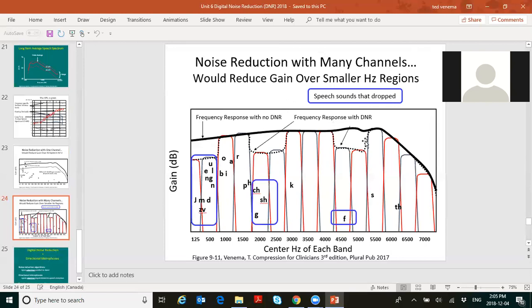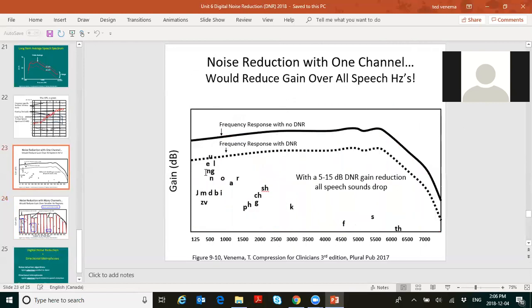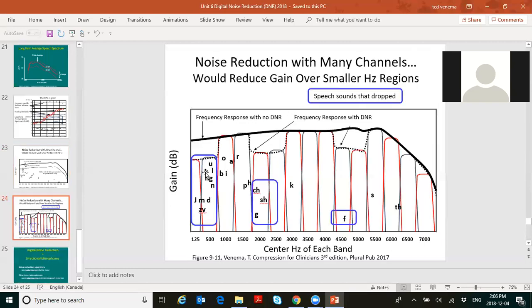But mark the words well, whatever noise is reduced here, the speech in those channels is also reduced. Whatever noise was in these channels, the speech in those channels is also reduced. Whatever noise was here is reduced, but also the speech in those channels. So this is better than this, okay? The best way to state it is, the best digital noise reduction reduces or minimizes the impact on the speech.